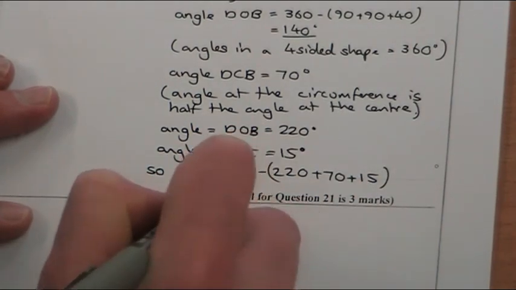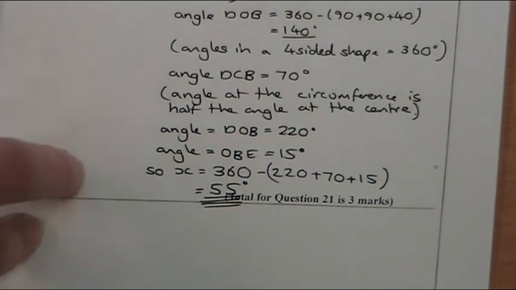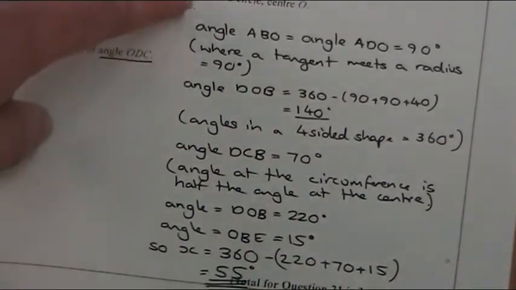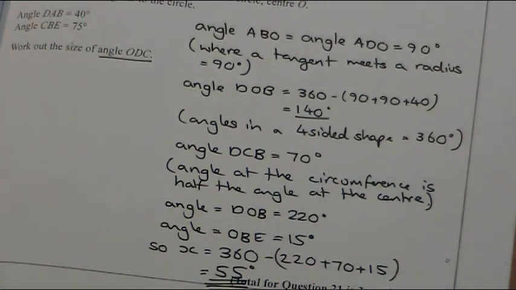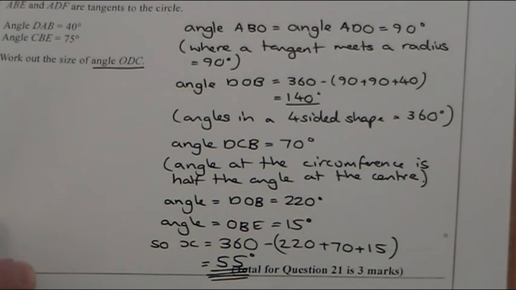X is 55 degrees. It's not a star, so it's not essential that you have this working, but if you've gone wrong, then you're going to guarantee some marks. And I skimped on the work in here, but you can always add it in.